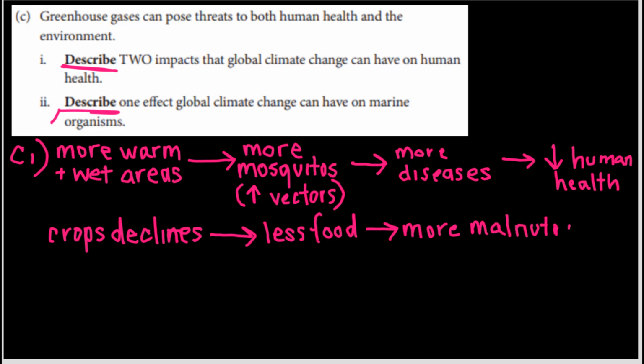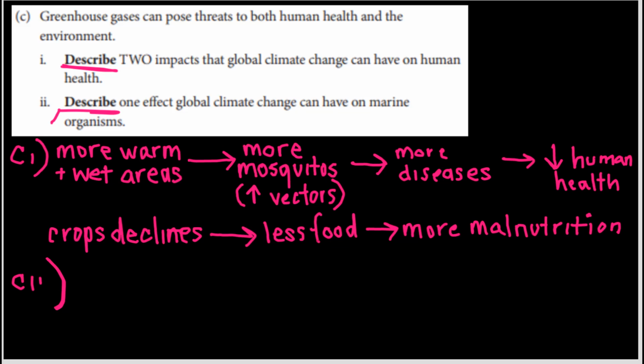This one's probably a more obvious one, but I like the mosquito example. So that one's my favorite. I always put that one first if they ask about that. The next thing they want us to describe is an effect global climate change can have on marine organisms. Again, I'm just going to write this kind of in arrow form. You should write it in sentences, but it would take me forever to write it that way.